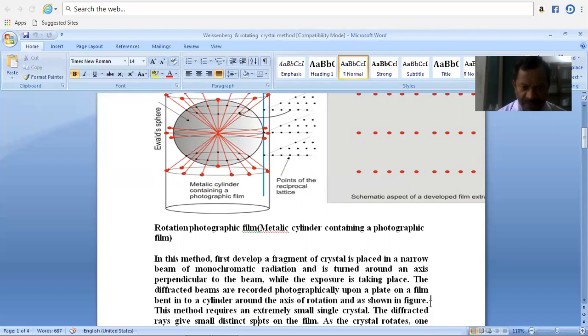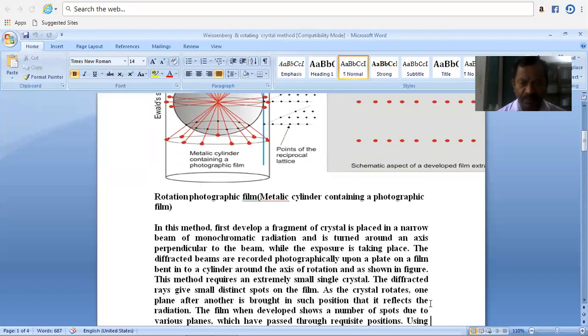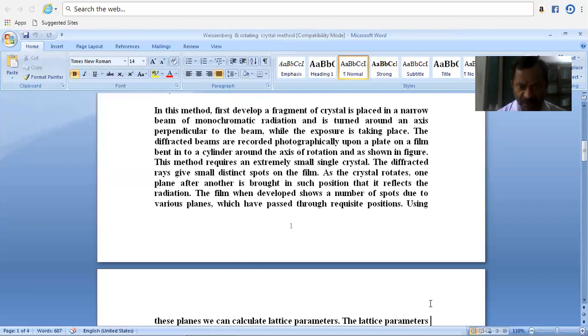This method requires an extremely small single crystal. The diffracted rays give small distinct spots on the film. As the crystal rotates, one plane after another is brought in such a position that it reflects the radiation. The film, when developed, shows a number of spots due to various planes which have passed through requisite positions.